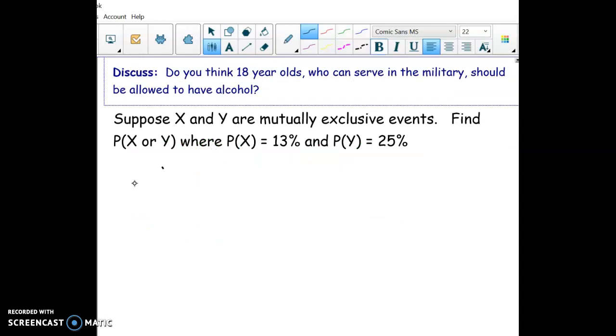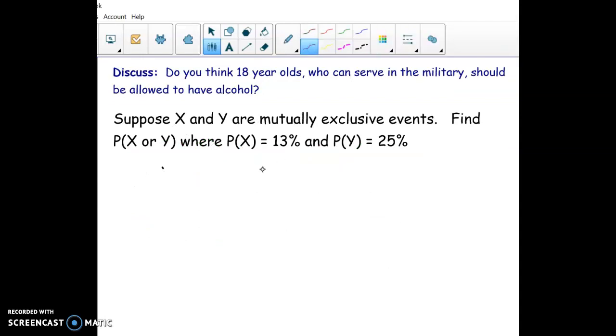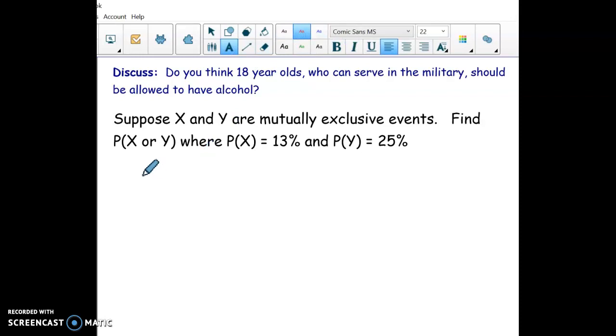Mutually exclusive. See if you can remember what that is, and then we want to find x or y. So it's another OR probability. The formula again: if it's x or y, we do the probability of x plus the probability of y. Sorry, I got a lowercase x there. But then we want to minus the overlap, which would be when both x and y are true.